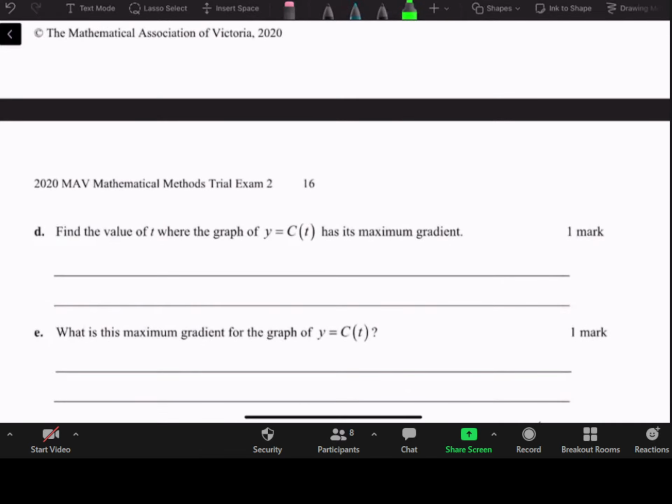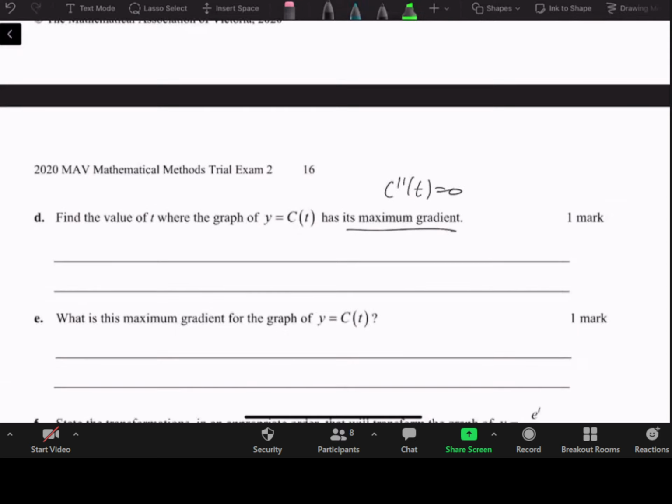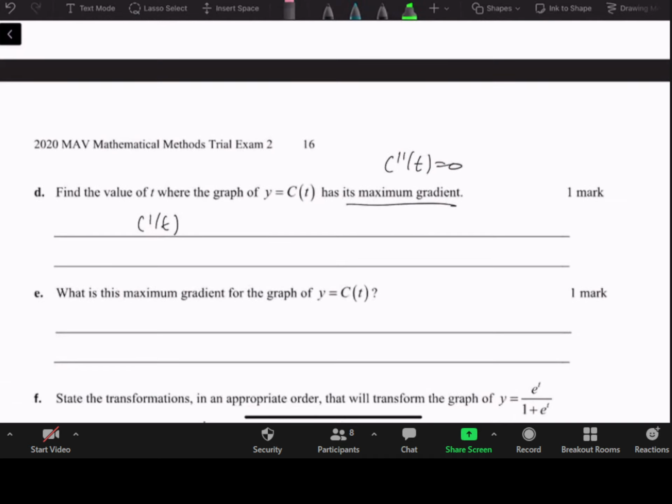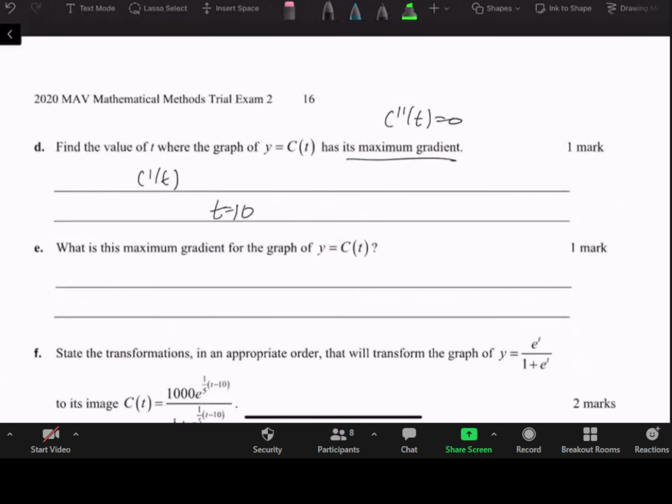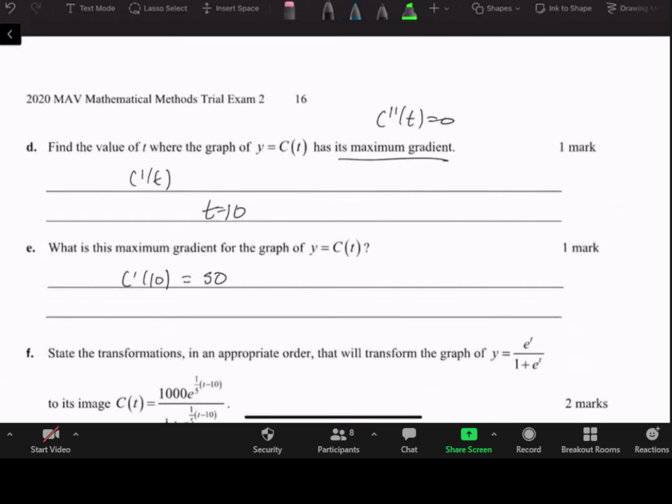So find the value of t for which C has a maximum gradient. So maximum gradient, you could do C''(t) equals 0. The only problem is that sometimes it gives you the wrong answer. So the more consistent and accurate way to do this is just to graph the gradient. So graph the function of C'(t), and you can see what it looks like and find the maximum from there. And you should get that it happens when t equals 10, and the maximum gradient, so just sub in t = 10 and get 50.